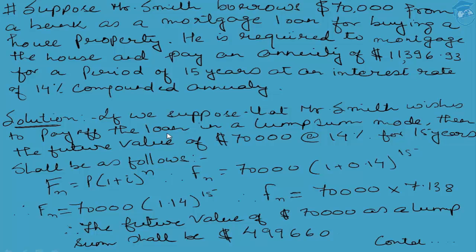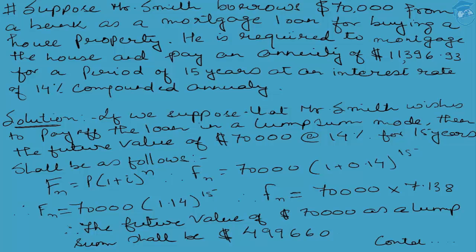Smith chooses to repay the loan, or pay off the loan, in one lump sum against a 14% rate of interest and for 15 years. So instead of opting for an annuity payment, Mr. Smith says that he would like to repay the loan in one lump sum, but only the tenure of the cash flow is changing.